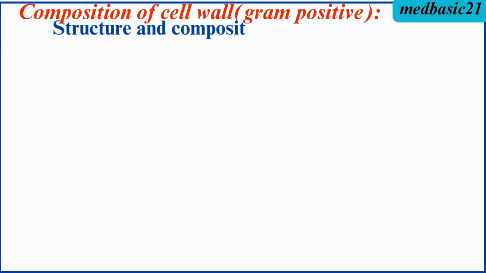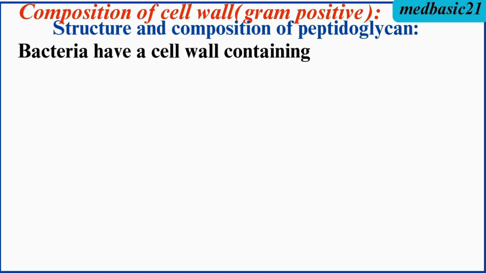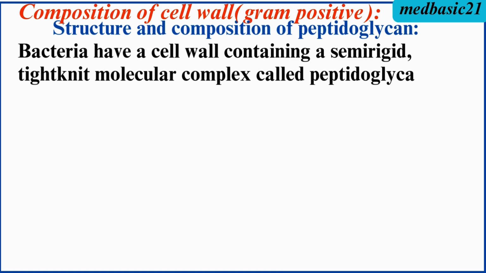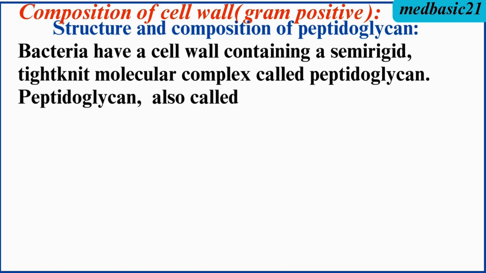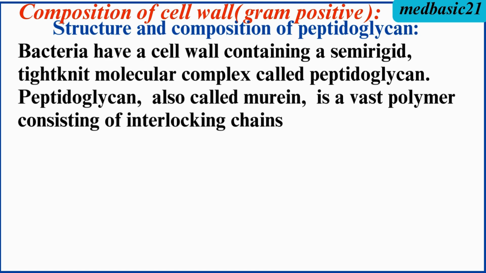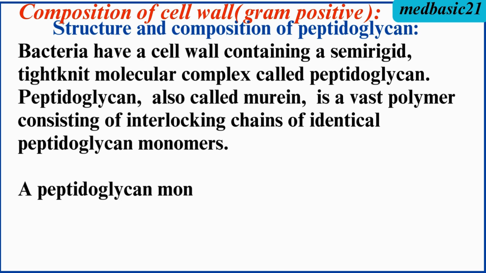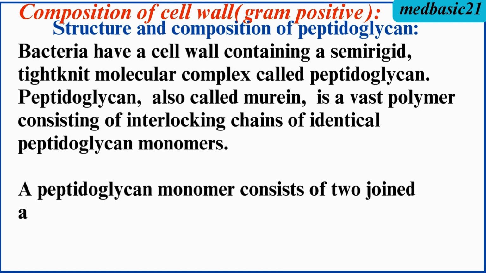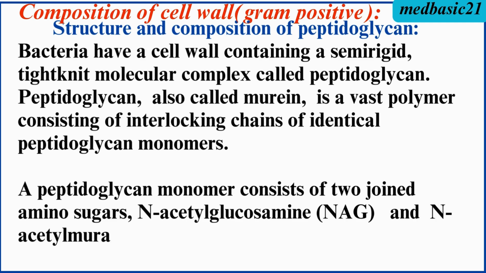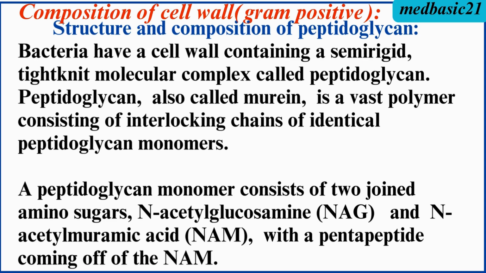Structure and composition of peptidoglycan. Bacteria have a cell wall containing a semi-rigid, tight-knit molecular complex called peptidoglycan. Peptidoglycan, also called murein, is a vast polymer consisting of interlocking chains of identical peptidoglycan monomers. A peptidoglycan monomer consists of two joined amino sugars, N-acetylglucosamine, NAG, and N-acetylmuramic acid, NAM, with a pentapeptide coming off of the NAM.